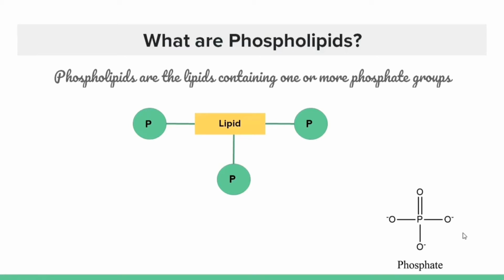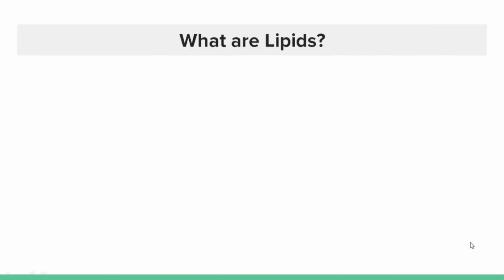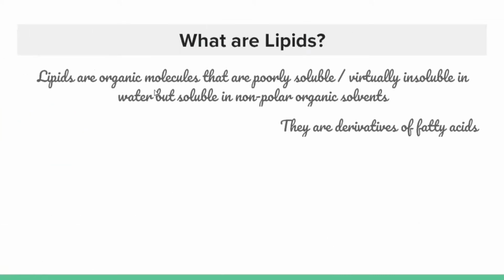Let's try to understand now lipids. Lipids are organic molecules that are poorly soluble or virtually insoluble in water, but soluble in non-polar organic solvents. It means they will not be miscible in aqueous solutions but miscible in non-aqueous solvents. For example, benzene, ether, chloroform, which are non-polar and organic in nature. They are derived from fatty acids.